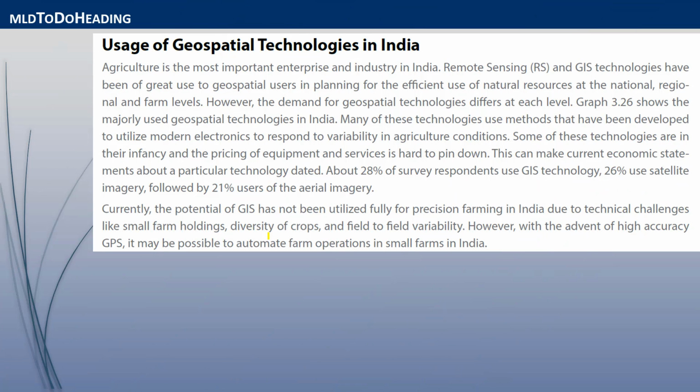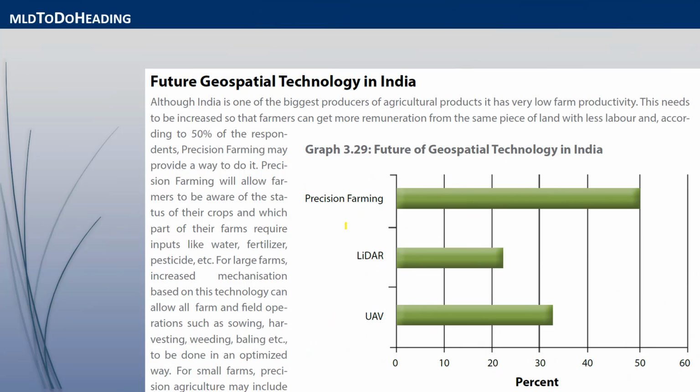So next is the use of geospatial technology in India. In India, generally remote sensing and GIS are widely used. And what is the future of geospatial? You can read the definition. With the help of precision farming, there is some growth we can see here, and technologies like lidar and unmanned aerial vehicles are also increasing.